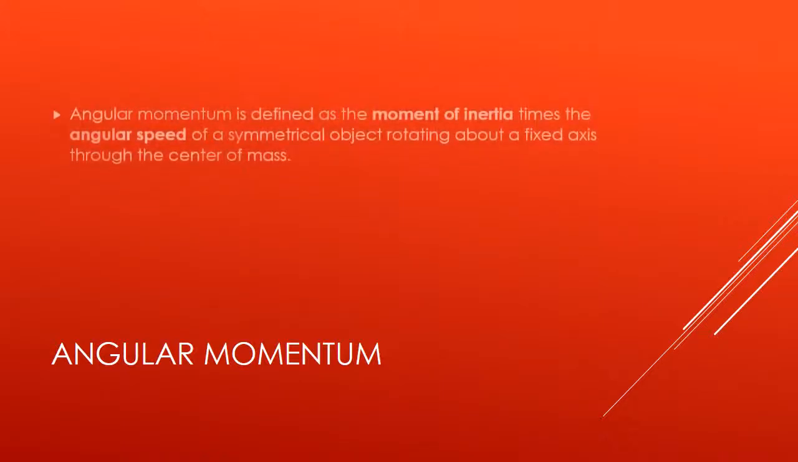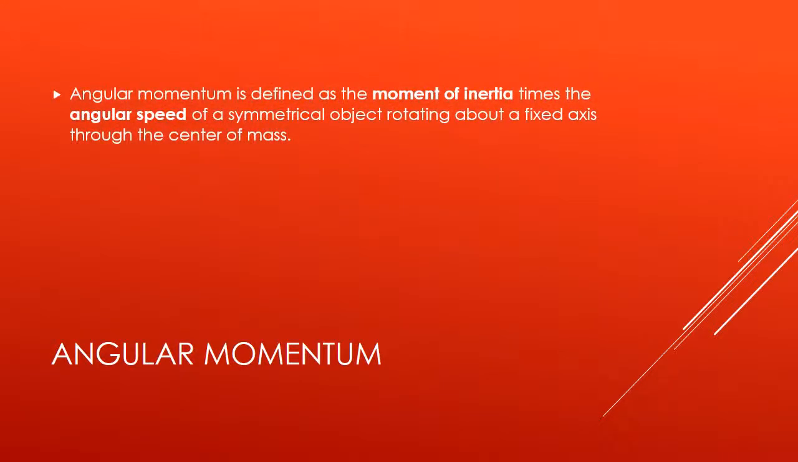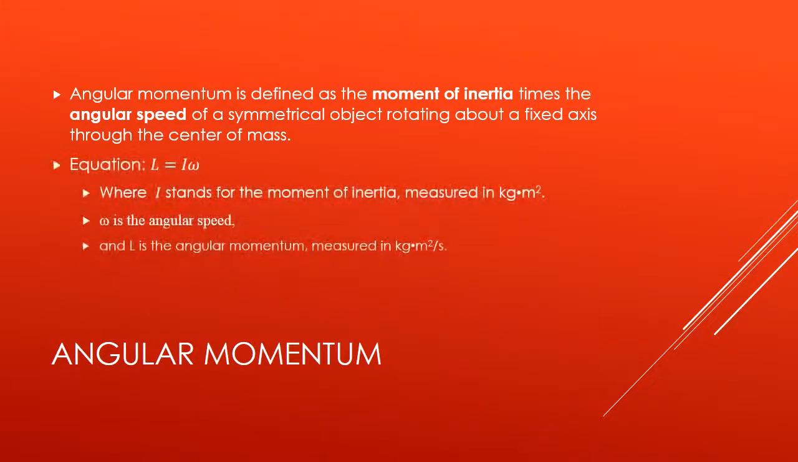So angular momentum is a little bit different in that it's defined as the moment of inertia times the angular speed, as long as it's a symmetrical object rotating around a fixed axis through the center of mass. So think of moment of inertia as kind of like rotational mass and angular speed as velocity. So you still end up having something like mass times something like velocity. And the equation is L equals I omega.